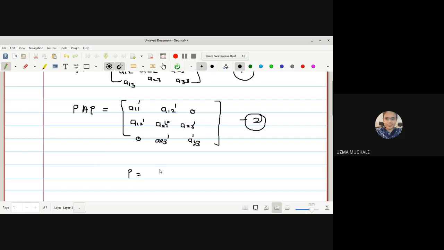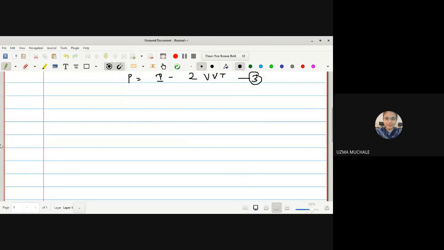These things we have already seen, I am just repeating. P is equal to I minus 2 times V V transpose, which is our third equation. Before that, we should write down what V is. V is nothing but 0, V2, V3, and the condition on V is that V transpose V is equal to 1. This condition ensures that V2 square plus V3 square is equal to 1.